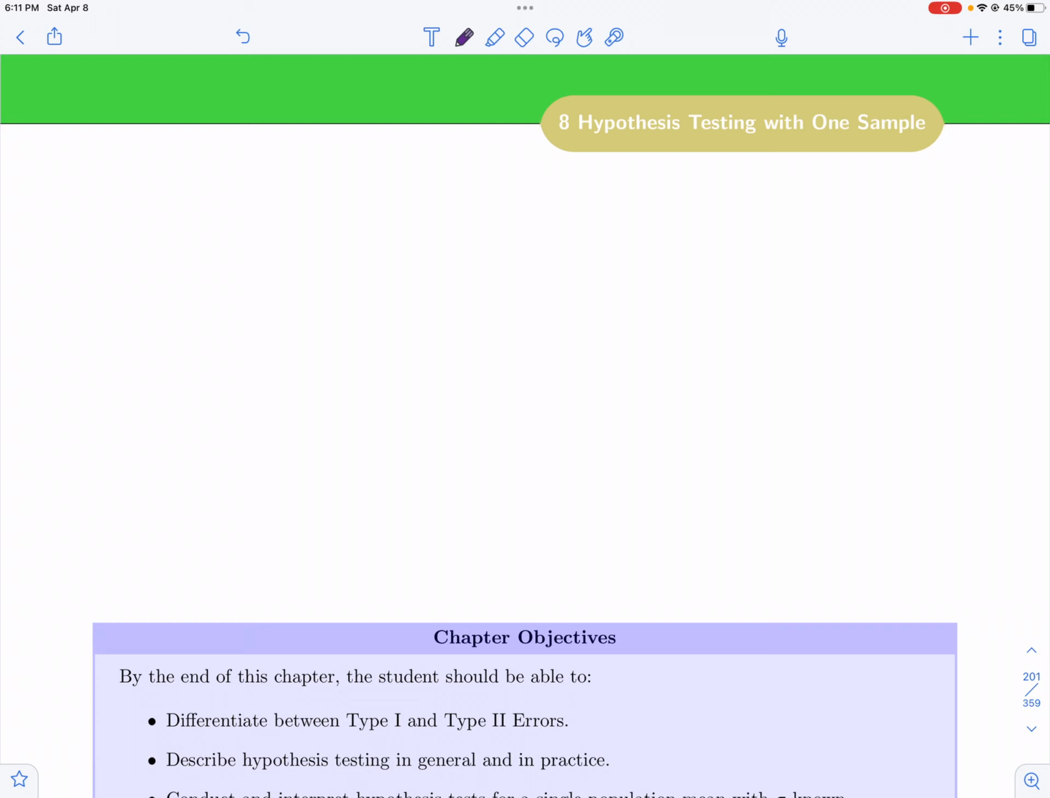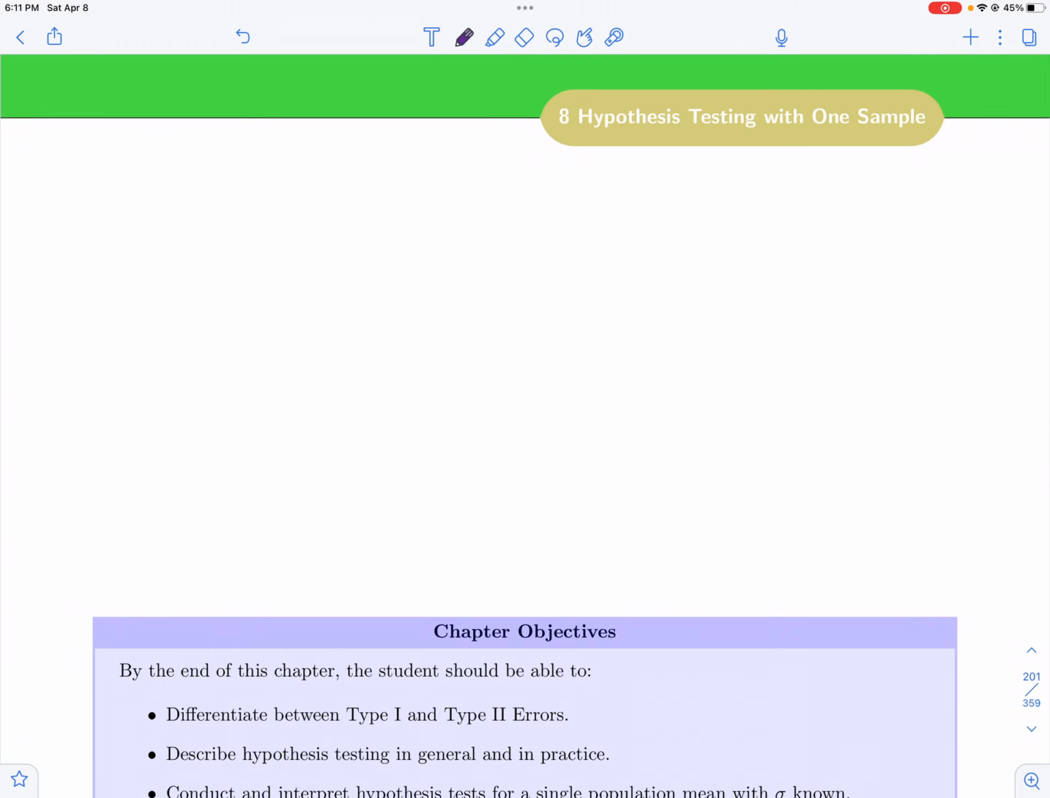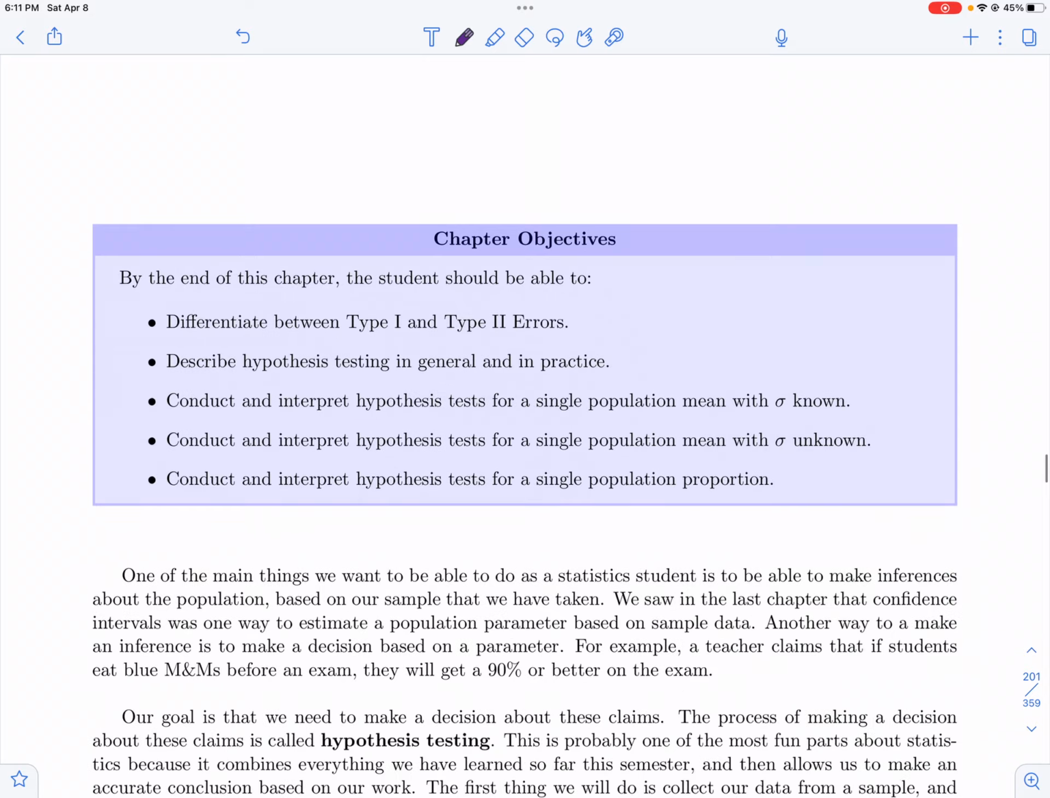Instead of just using our confidence intervals, we're going to be able to use probabilities to determine whether our claims are true or false in these cases. So we're going to do a little background information to make sure we know how to set up our hypothesis test. And then eventually we'll get to where we're actually doing some hypothesis tests.